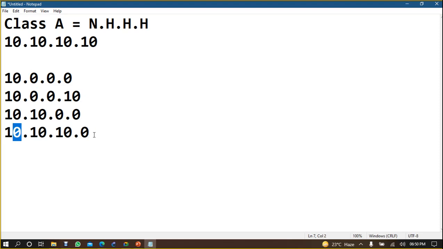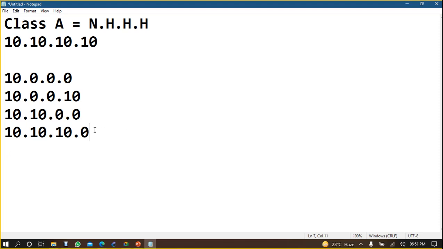But only the first octet in the network part cannot be 0, because your IP address starts from 1, not 0. 0 is reserved by IANA.